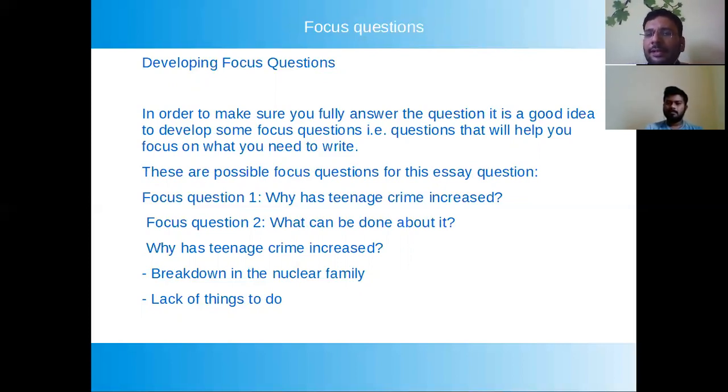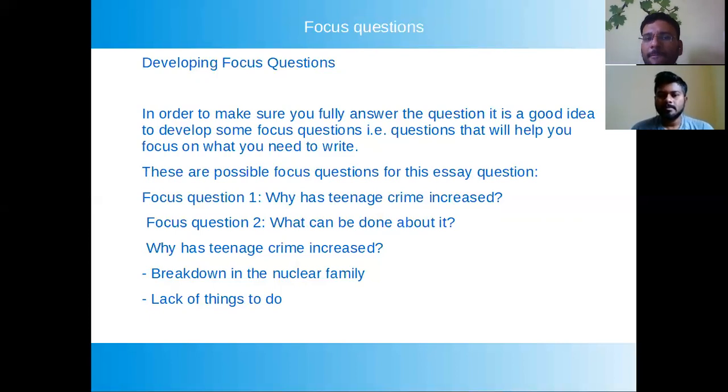The first question I would ask maybe is why has teenage crime increased, right? What can be done about it? That would be my second question. So if I ask some question, I start getting some ideas, right? So if I were to ask why has teenage crime increased, maybe one of the possible reasons is, let's say, there is a breakdown in family, right? So then you might ask, okay, why is there a breakdown in family? Maybe it could be due to an increase in divorce rates, right?